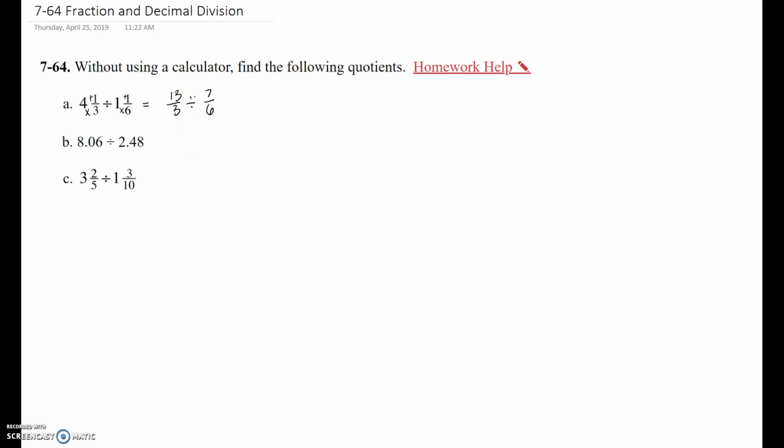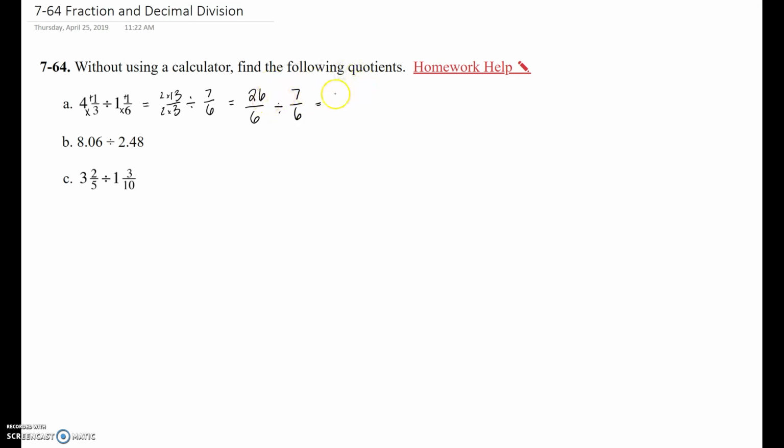I personally don't like to use the save, change, flip method. I'll use common denominators. I always check to see if you can divide straight across first. So 13 divided by 7 is not going to be a nice integer, so I'm going to use the common denominator method. What's a common denominator between 3 and 6? That is 6. So if I multiply this fraction by 2 halves, I will get 26/6 and divide that by 7/6.